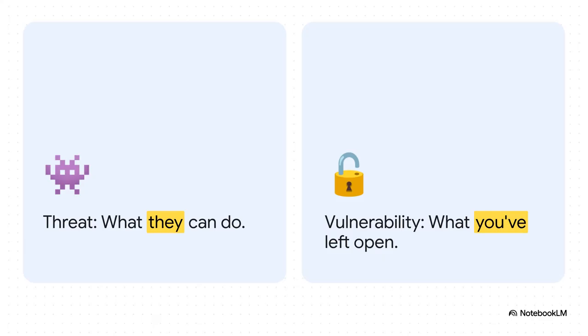Here's a super simple way to keep it straight. A threat is external. It's what they can do. A vulnerability is internal. It's the opening you've left for them. See, an attacker could have the most sophisticated tools on the planet. But if you don't have a weakness for them to exploit, they've got no way in.